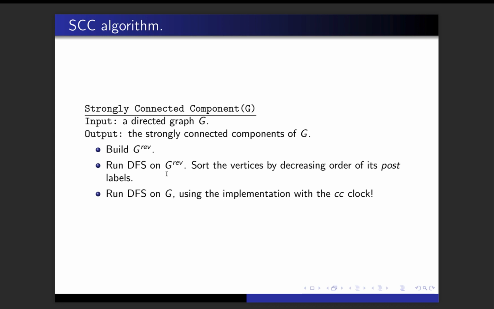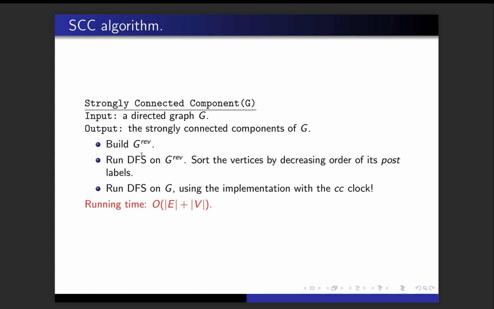Now, why is this linear time? Well, I hope you can take a minute to see that all these steps will take linear time at the most. If you have to build the reverse graph, you only have to loop through the edges and reverse the orientation, and that will take you linear time. You know that running DFS also takes linear time. Of course, sorting the vertices is just looping through the vertices and assigning the position if you want. And then you run DFS one more time, which is also linear. So the running time is indeed linear in the size of the graph.